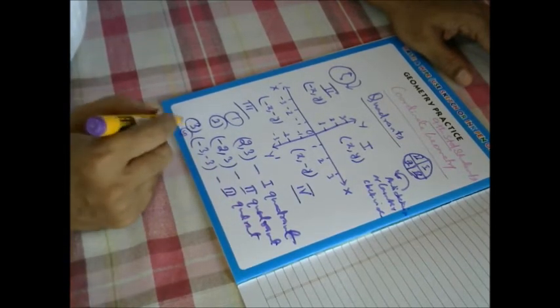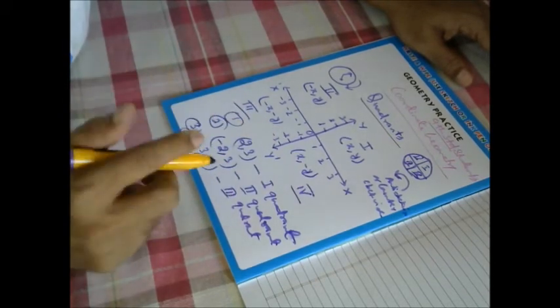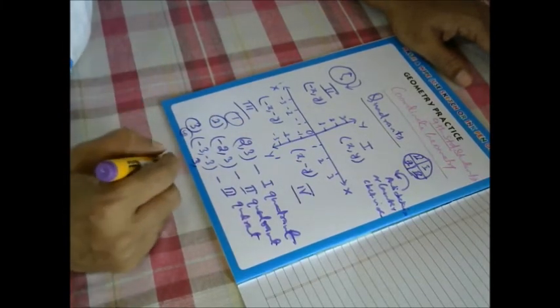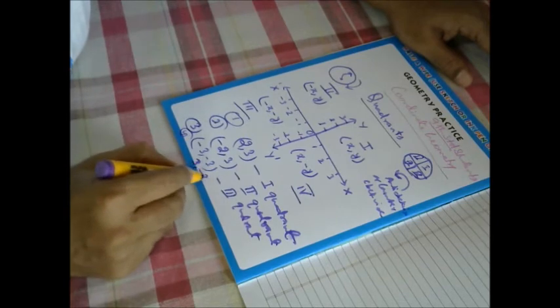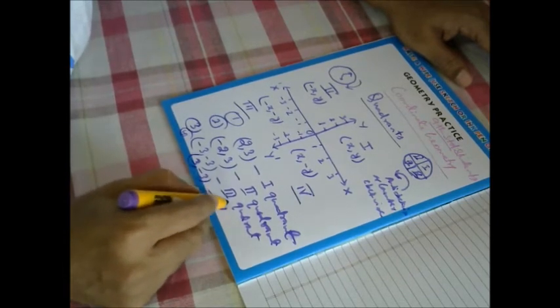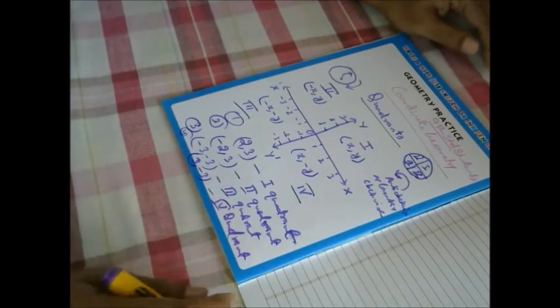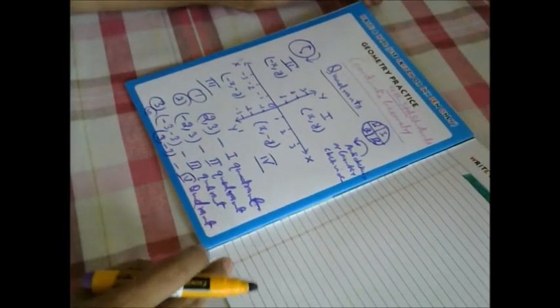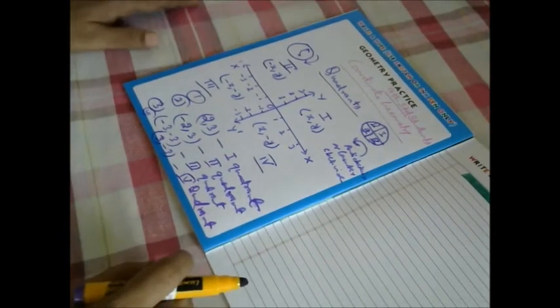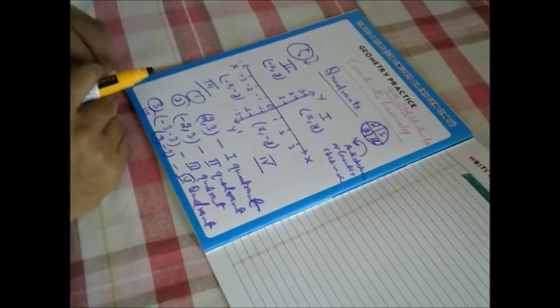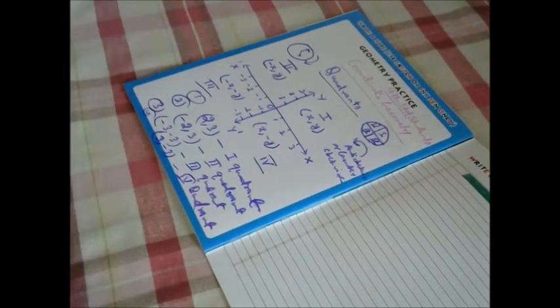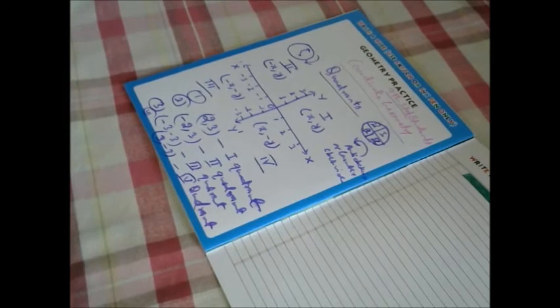In the fourth quadrant, x is positive, so 3, and y is negative, so -3. It is lying in the fourth quadrant. So we are able to find out in which quadrant the point is. Right?